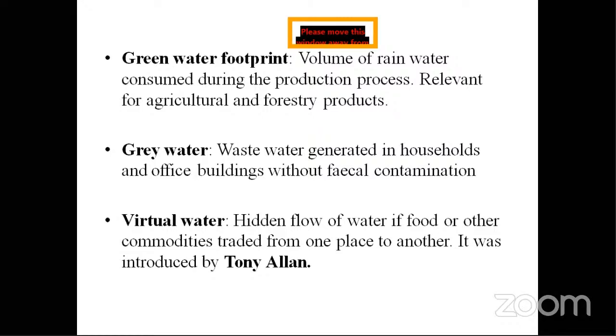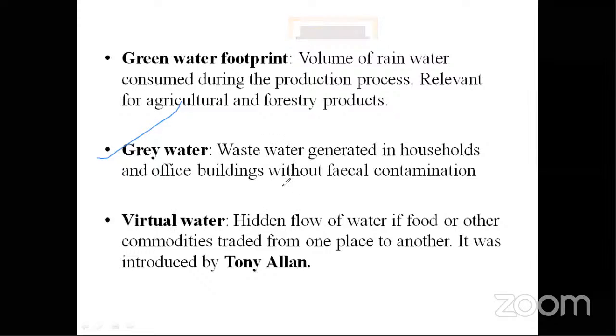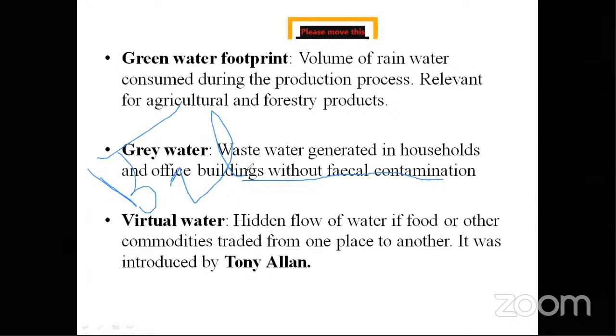Next one is grey water. Grey water is nothing but wastewater generated in households and office buildings without fecal contamination. It is the water from bathrooms, sinks, and washing machines that is known as grey water. One more is black water. Although it is a wastewater, black water is full of fecal matter and urine. The major difference between grey water and black water is that grey water is wastewater without fecal contamination, and black water is wastewater with urine and fecal contamination.